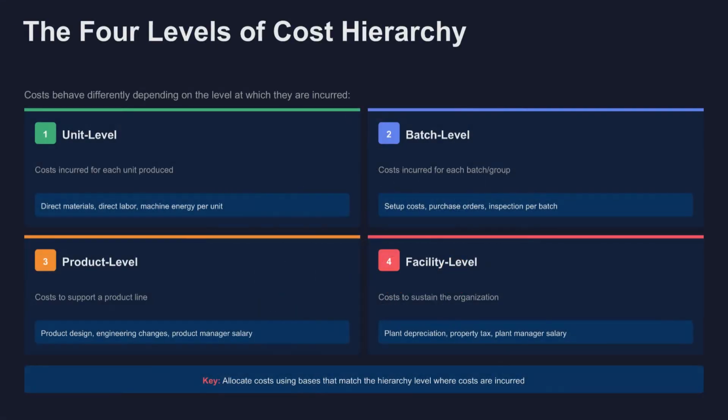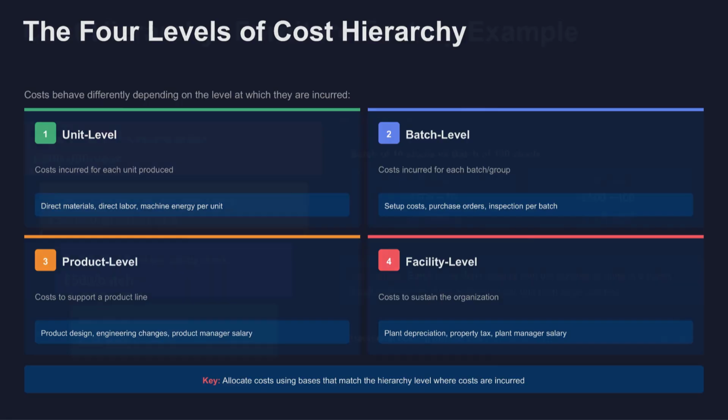Exploring the 4 levels of cost hierarchy, this slide details unit, batch, product, and facility costs. Each level is explained using clear examples. The key takeaway emphasizes matching allocation bases to cost behavior, ensuring methods align with actual cost incurrence, driving improved financial decisions.